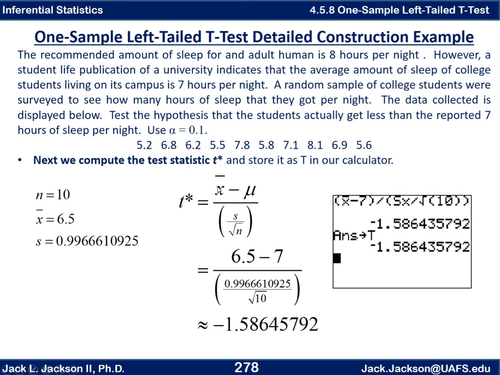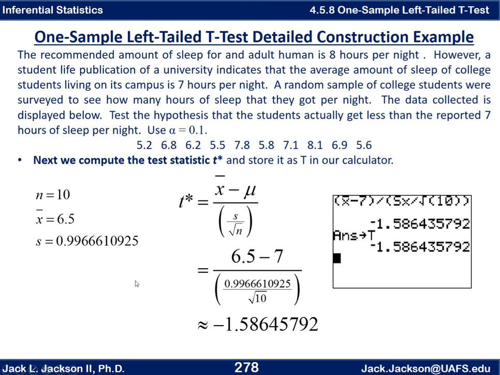So finish substituting in the formula. X bar is 6.5, mu is 7. The S we just computed is 0.99666, etc. And of course we know the sample size is 10. And so work all this out on a calculator, which you can see over here. I stored it as t, and there it is, negative 1.58645792.